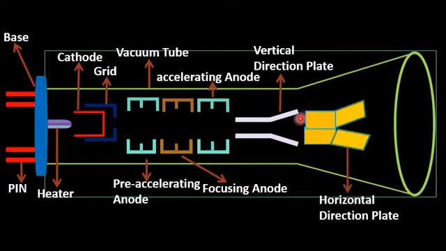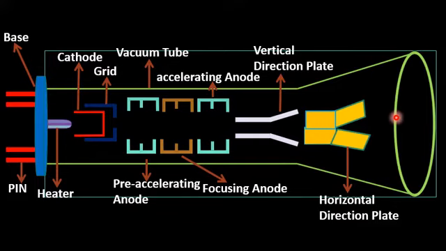Dear student, vertical directional plates compel the stream of electrons to fall along the vertical direction, either on the top of the phosphorescent screen or on the bottom of the phosphorescent screen, whereas the horizontal directional plates compel the electrons to fall either on the right or left side of the phosphorescent screen, so along the horizontal direction.